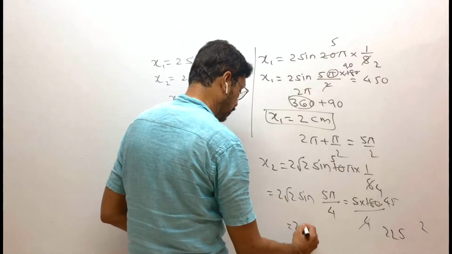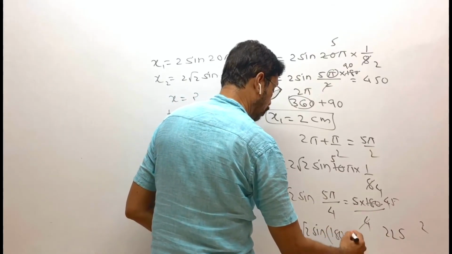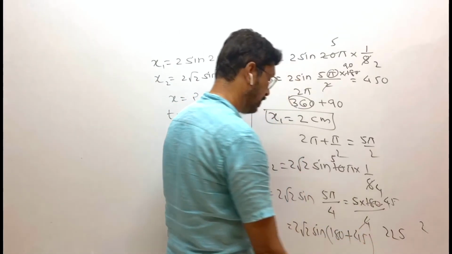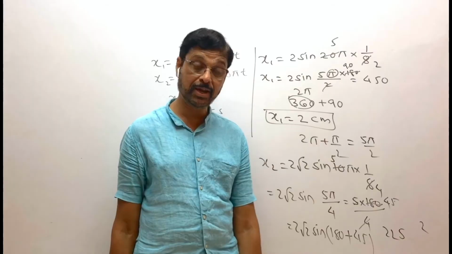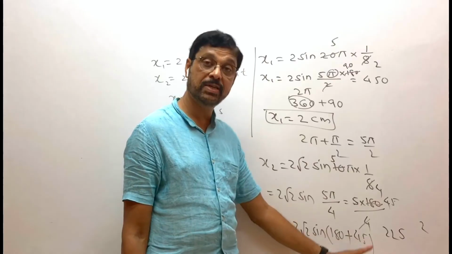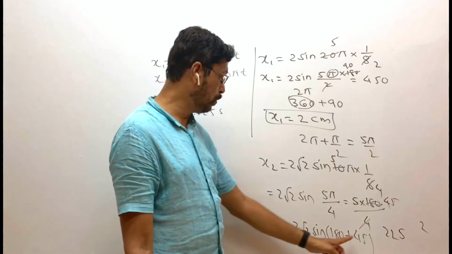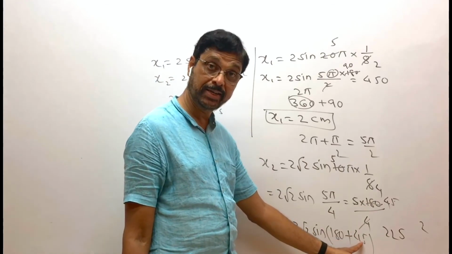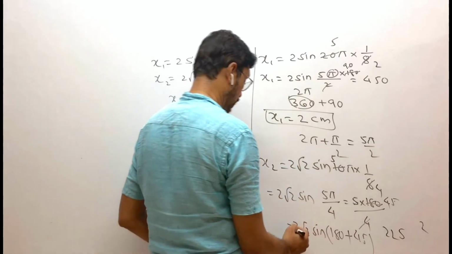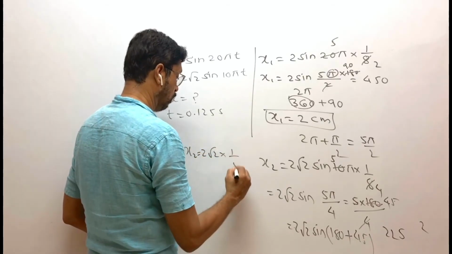So this is 2 root 2 sine 225 means 180 plus 45 है ना? 180 plus 45 कितना होगा? 225. So it is sine pi plus theta. Sine 180 plus theta is minus sine theta. So you have to find the sine of 45 degree. Sine of 45 degree कितना है? 1 by root 2. So x2 will be 2 root 2 into 1 by root 2.